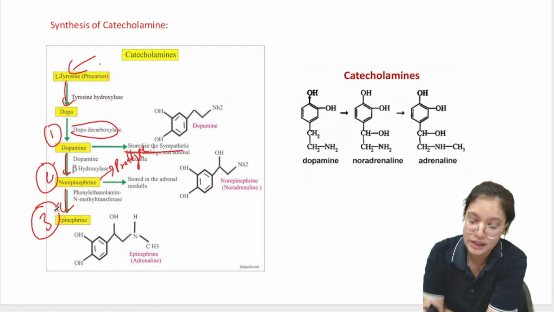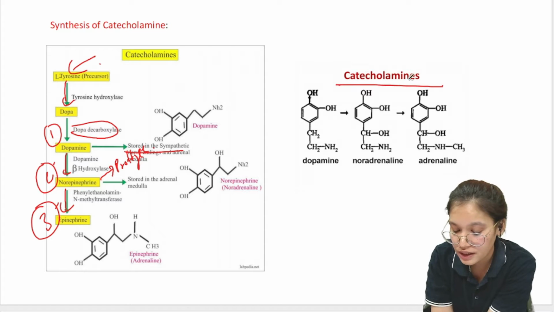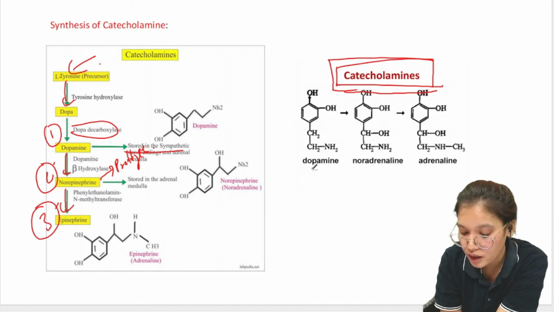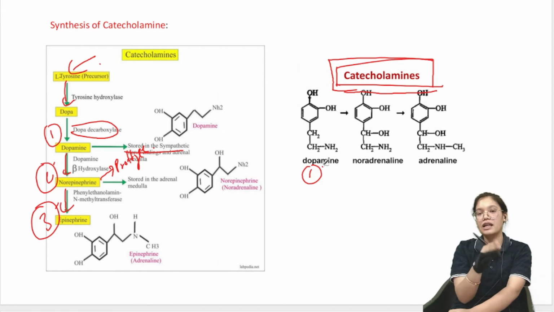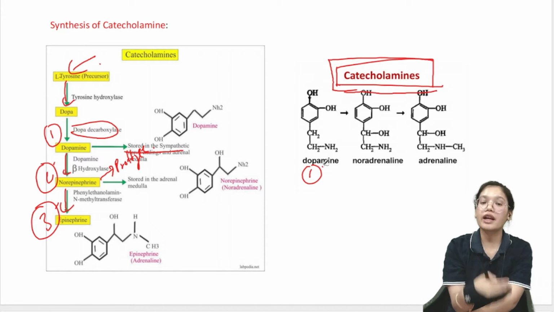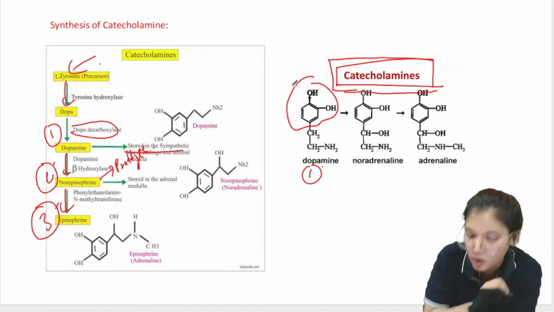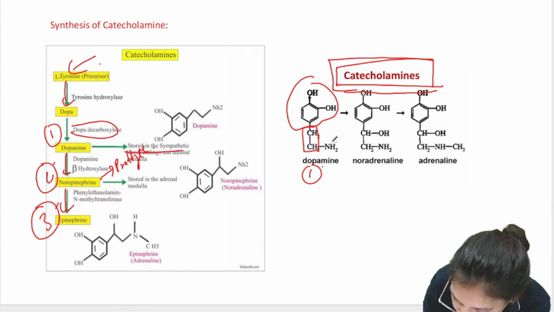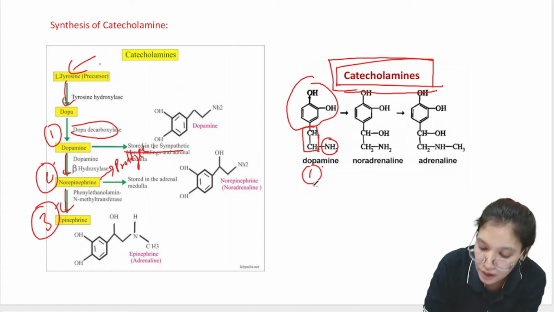Now, let's see the structure of these catecholamines. These three catecholamines are the three neurotransmitters naturally synthesized in our body. First is dopamine. As all three are catecholamines, they will contain a catechol ring in their structure. Here is the catechol ring. In dopamine, we have an ethyl chain and an amino group. We do not have a beta hydroxy carbon in dopamine.